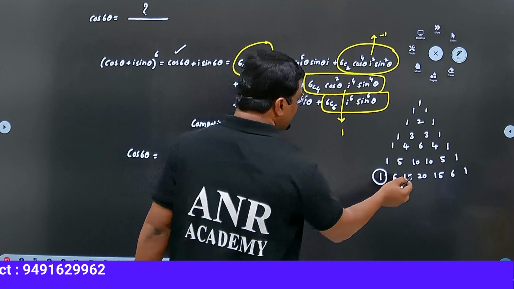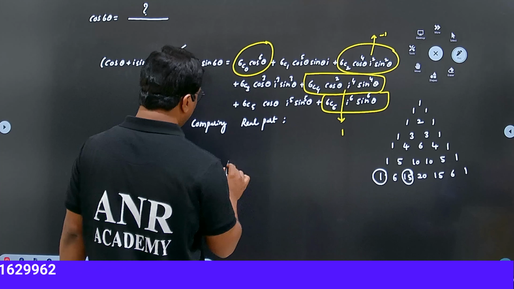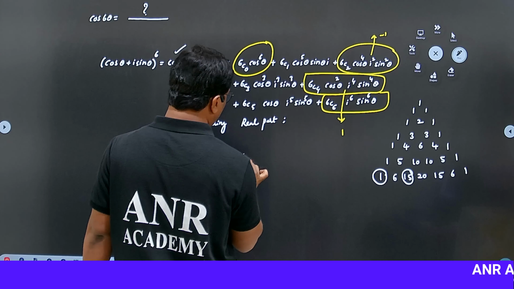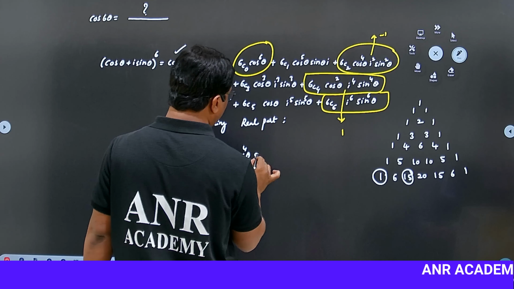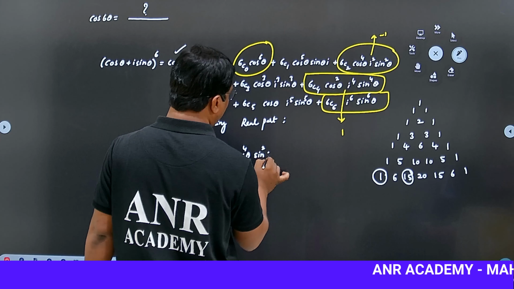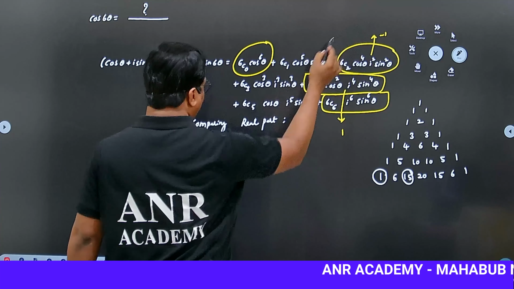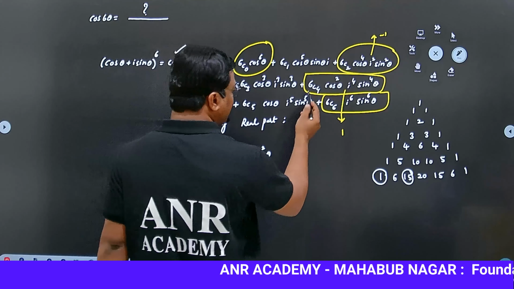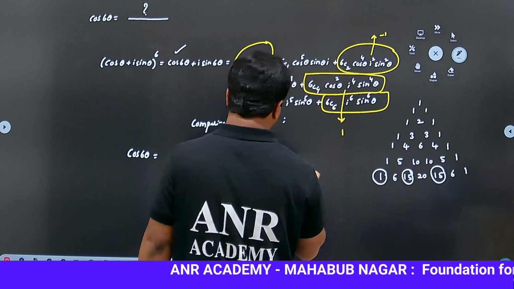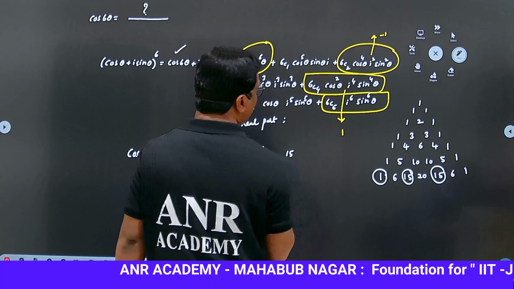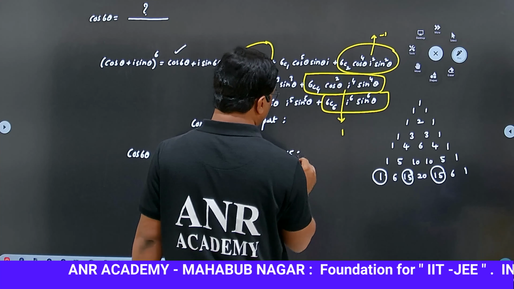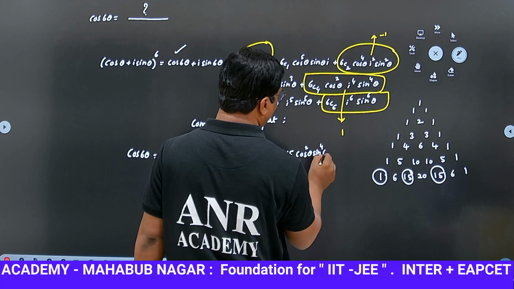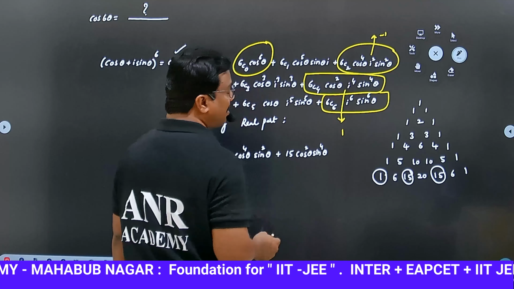Next, 6c2, that is 15. Multiply here cos power 4 theta, sin power 2 theta, and i square value is minus 1, so here you have to write a negative sign. Next, 6c4, that is 15, and cos square theta, sin power 4 theta, that is with a plus sign.